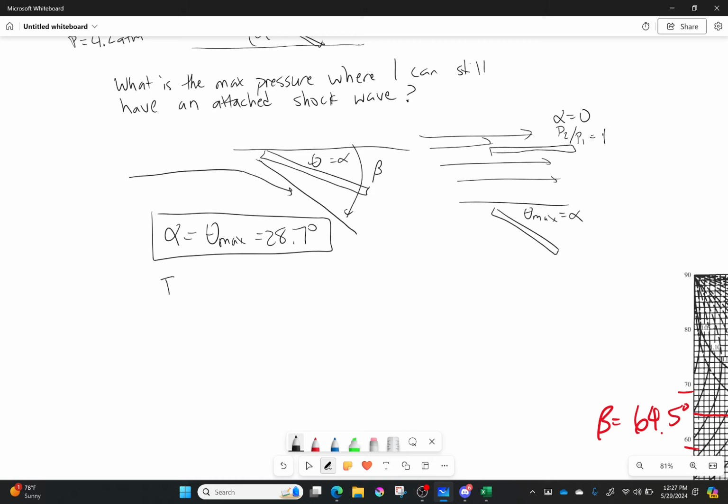Because we know that P1 is equal to 4.2 atmospheres, and the pressure is going to jump up when it goes through the shock waves. So I want to know what P2 is. So we're going to need to go to our Appendix B to get that ratio. So we'll do that, but before we can do that, we have to find the normal Mach number. So my normal Mach number 1 is going to be equal to my Mach number, M1, times sine of beta.